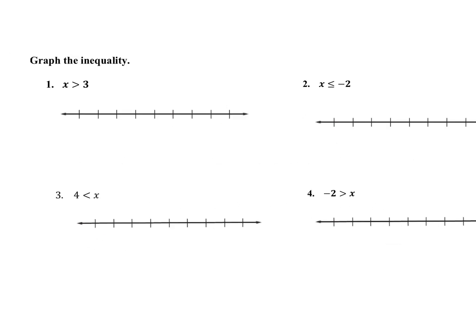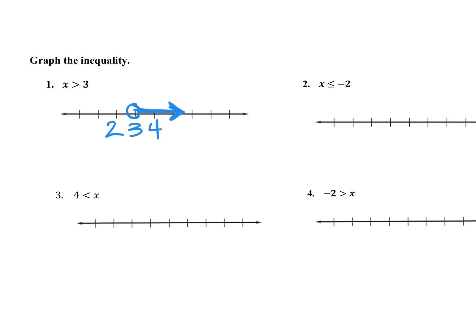All right, so let's go ahead and graph the inequality. We have x is greater than 3. So let's make a 2, 3, 4. Greater than 3 means that it's not going to include the 3, and it's going to be everything that is bigger or greater than 3. So we're going to have an open dot going to the right.